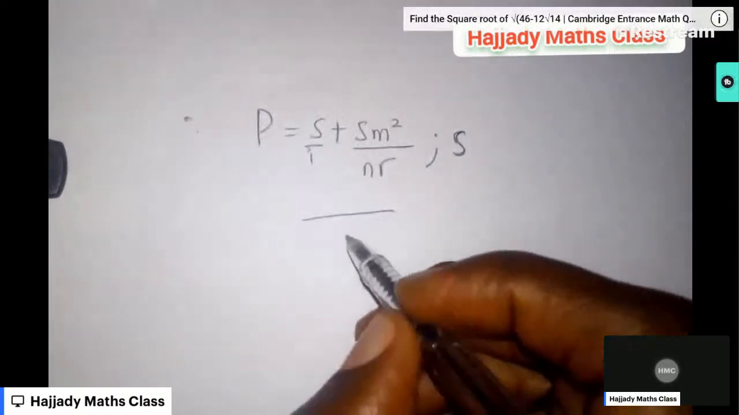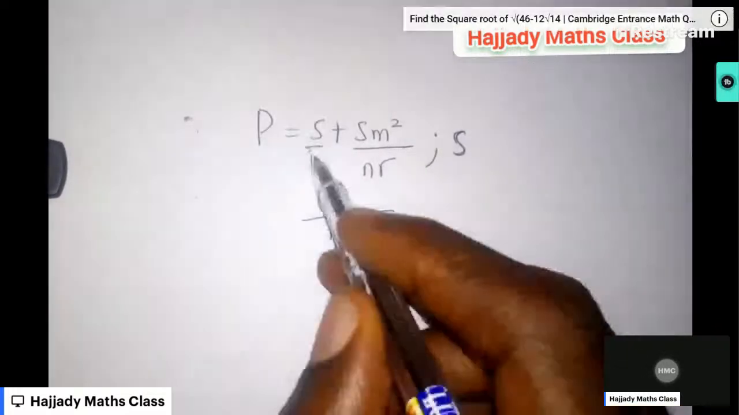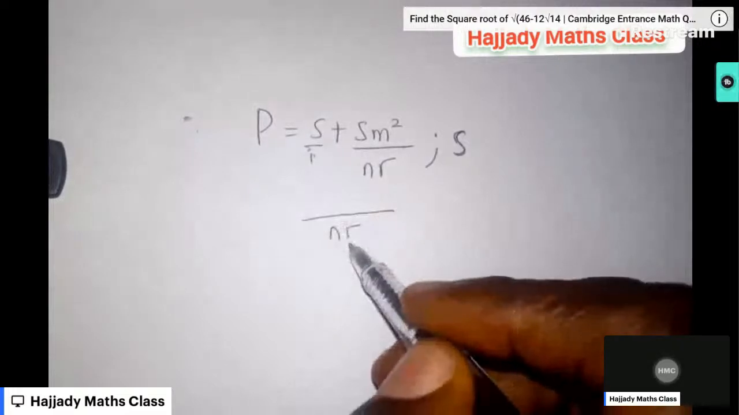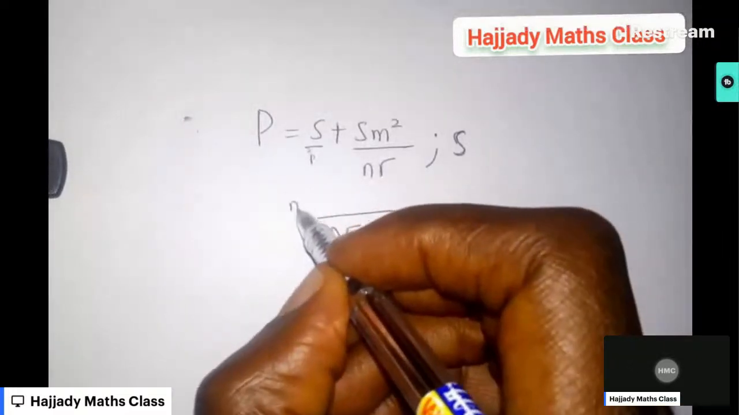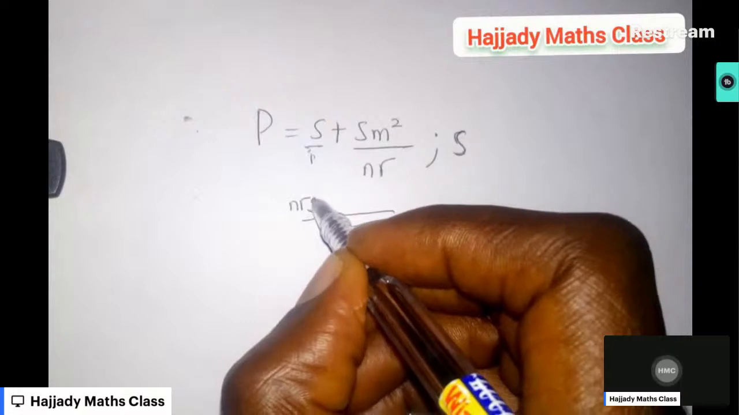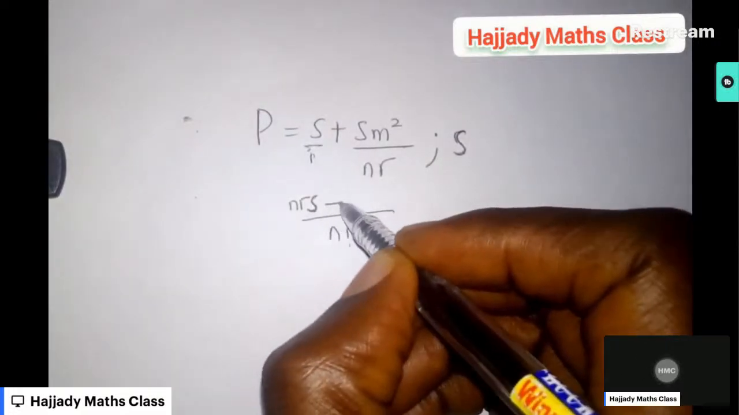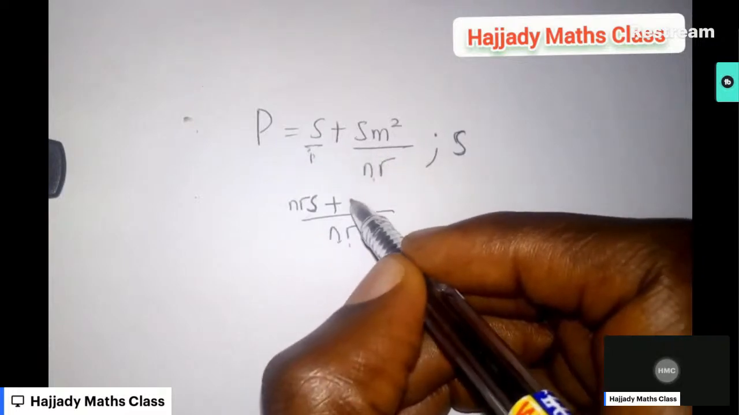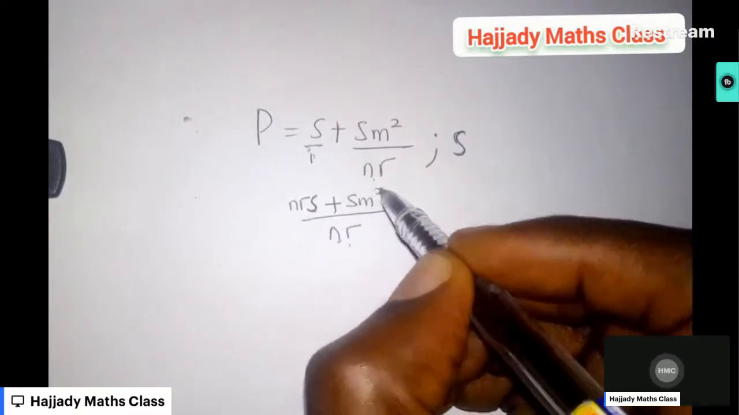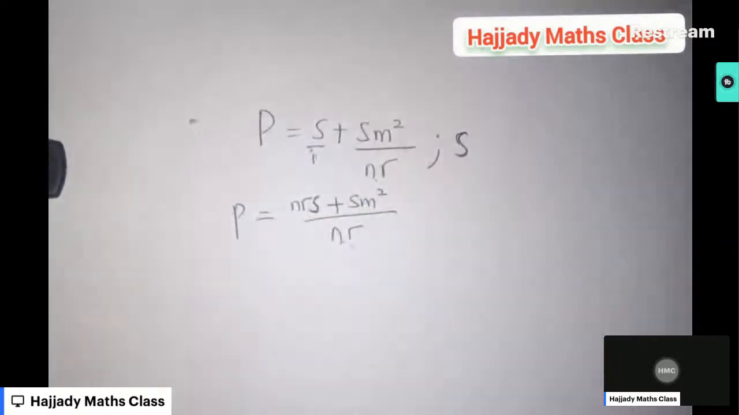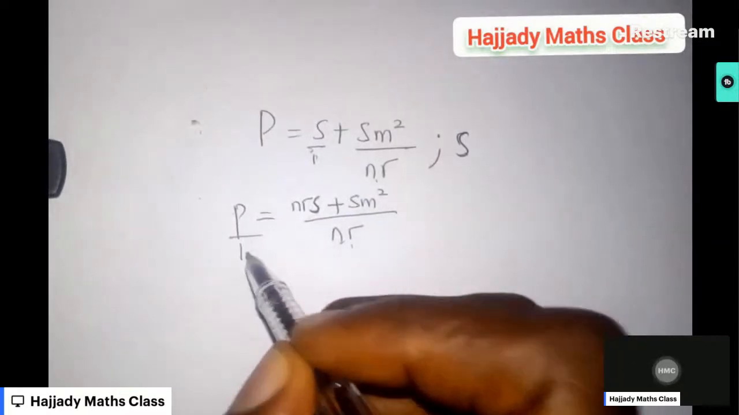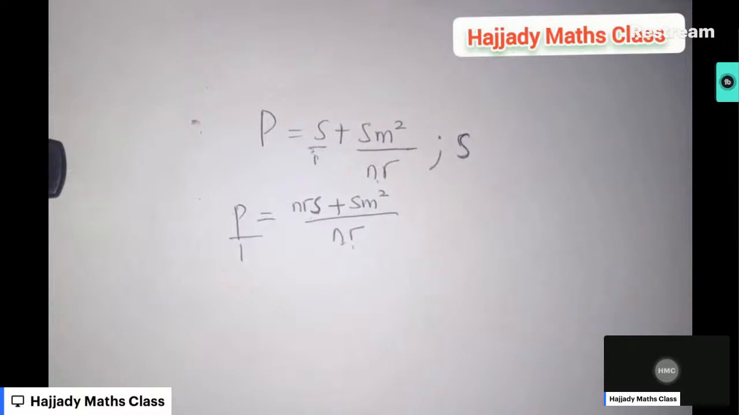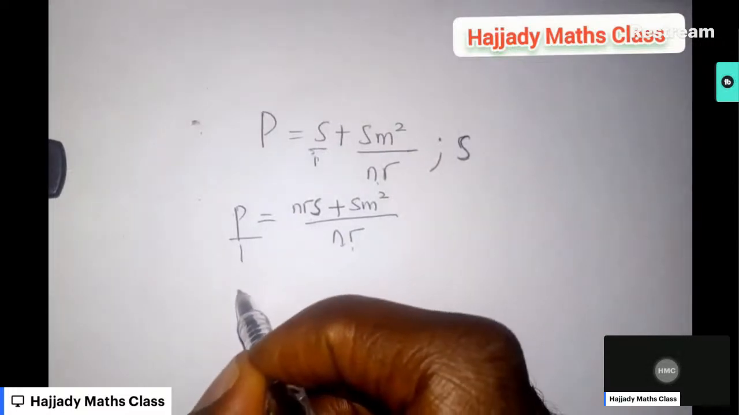And my LCM here will be what? NR. Okay, 1 in NR is still NR, multiplied by s, I have NRS. Okay, plus NR in NR is 1, multiplied by the numerator, which is SM squared. I have my SM squared, which is equals to P. So the next thing for us to do is to do what? Is to cross multiply.